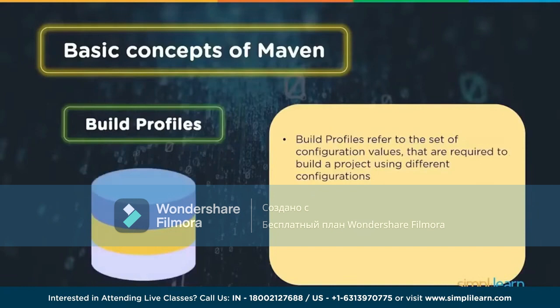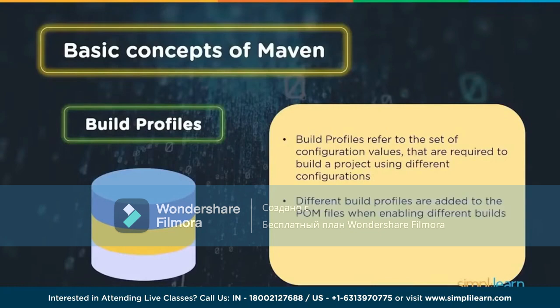Then we have the build profiles. Build profiles refer to a set of configuration values. Generally we have a generic build process for all the environments or the code base, but sometimes there are some differences. That is where we can go for profiles, because a specific profile can have its own configuration, and whatever is required for the build process, we can have different configurations stored inside the Maven build script. Different build profiles are added to the POM files, which enables different builds. Depending on these profiles, we can decide how to proceed with the build process and how the different kinds of build automations need to be performed.